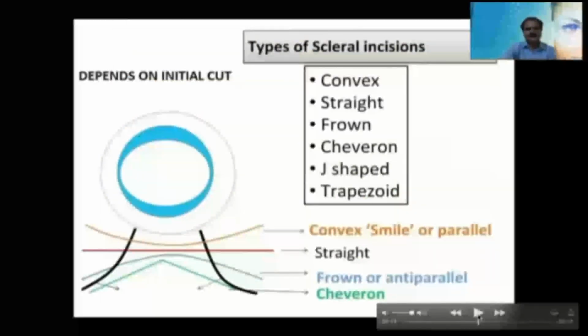The scleral incisions can be convex, straight, frown, chevron, J-shaped, or trapezoid, but all these incisions are made in the astigmatically neutral funnel, and the chevron incision is supposed to induce the least astigmatism of all the incisions.